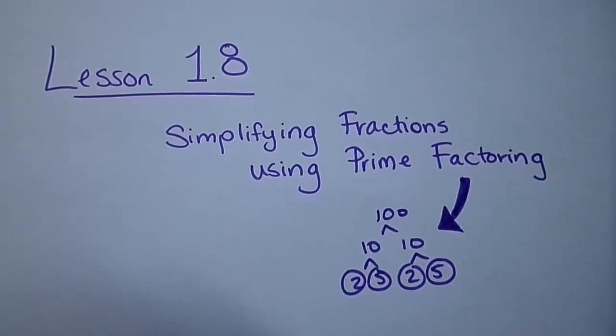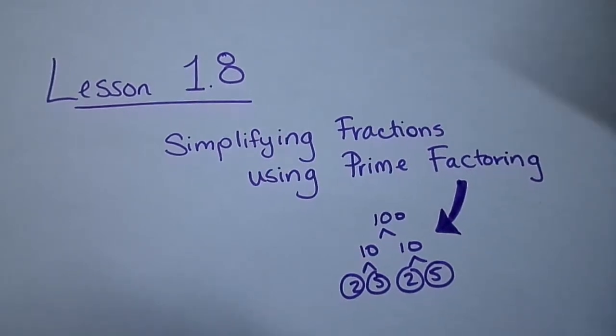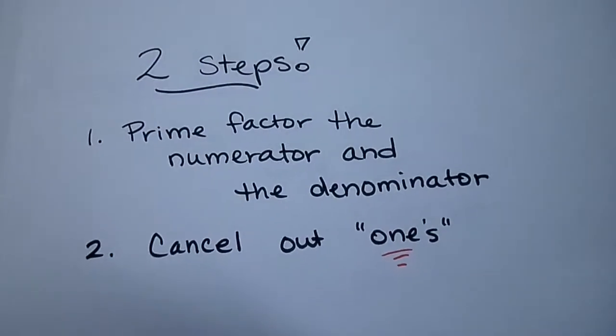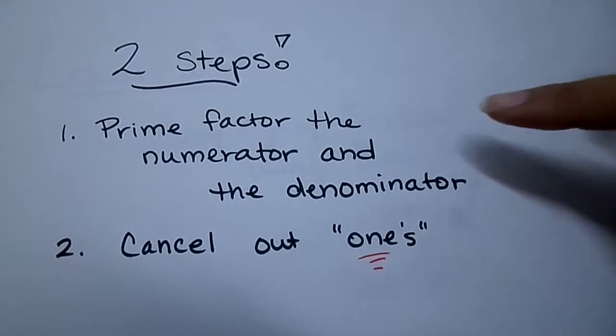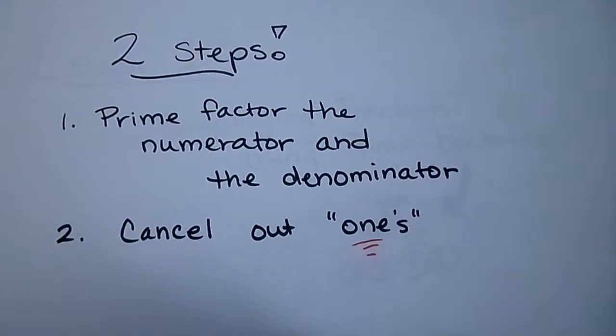We're going to be doing lesson 1.8, simplifying fractions using prime factoring. While we're simplifying, we're going to use two steps. We're going to prime factor the numerator and the denominator, and we're going to cancel out ones.